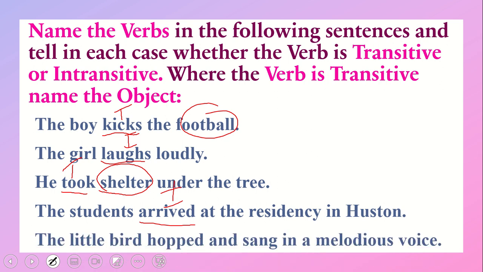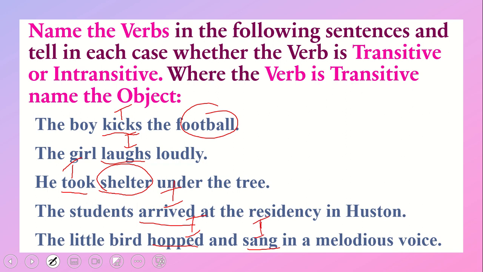The little bird hopped and sang in a melodious voice. What are the verbs? Hopped, sang. These are verbs. Hopped means jump. Sang means someone who is singing a song. So hopped and sang both are intransitive verbs because these do not need any further clarification or modification to give the complete meaning.